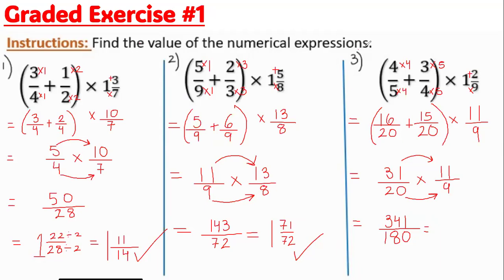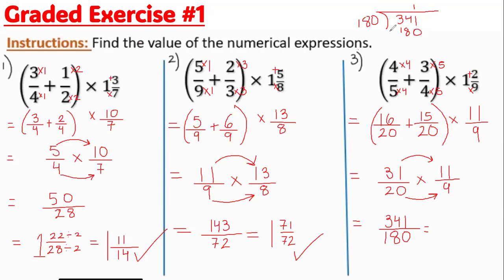Then we're going to divide 341. We're going to see if we could get it lower. So 180 into 341 is 1 time. It only could go once.